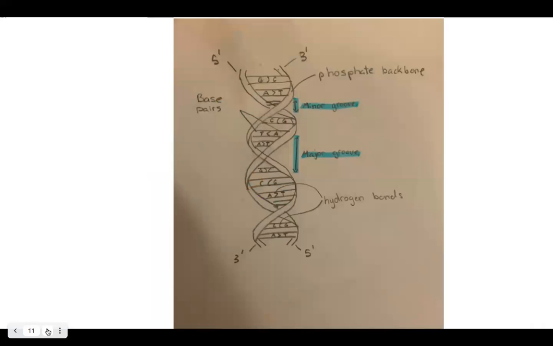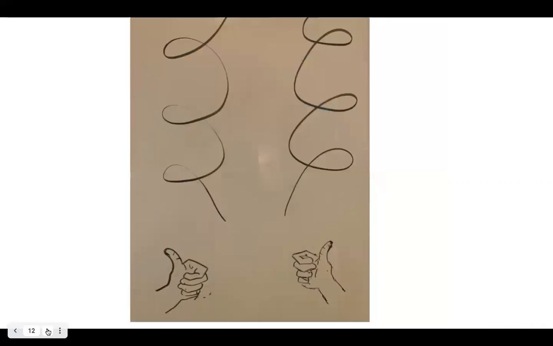Here we can see major and minor grooves. The major grooves have more space, which allows proteins to interact with the bases more. DNA can be left or right-handed. You can determine this by using your hands. If the strands at the bottom of the DNA are slanting the same way as your left or right thumb, the DNA is left or right-handed accordingly.